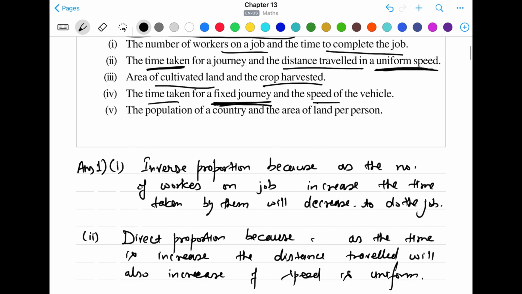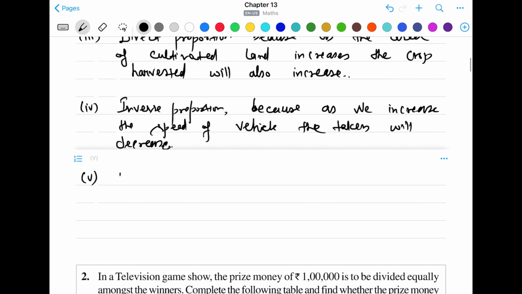Now let's see the fifth and the last one of this, the population of a country and the area of land per person. This is simply an example of inverse proportion. As the population keeps on increasing for any given country, the land that every person has will start to decrease. You can understand this with an example. If there are five members in a family and we increase the number of members from 5 to 20, the amount of space each person will have starts to decrease. So this is also an example of inverse proportion.